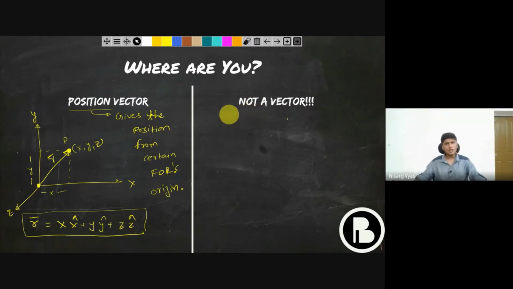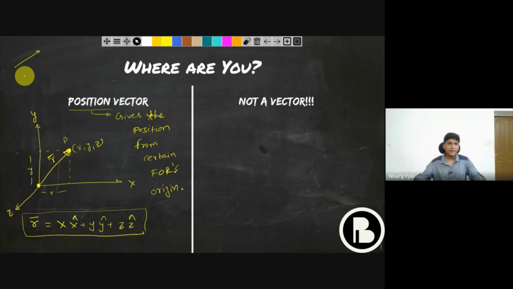position vector is really not a vector. Why not a vector? Because just as we discussed about vectors, they are not only arrows with magnitude and direction. Whenever we change the coordinate system, a vector remains the same vector. So it should not change its magnitude, and it should not change its direction. That is always the rule for a vector.